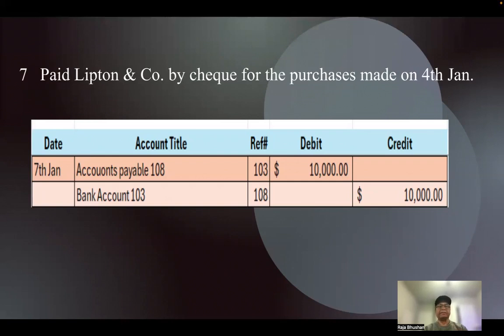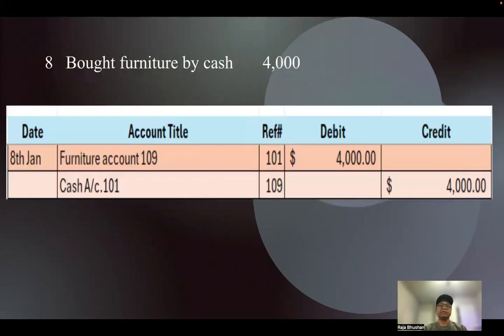So accounts payable debit, because to record the decrease in the liability, we debit. To record increase in the liability, we credit it. So accounts payable debit and bank will be credited. Next one, bought furniture by cash.